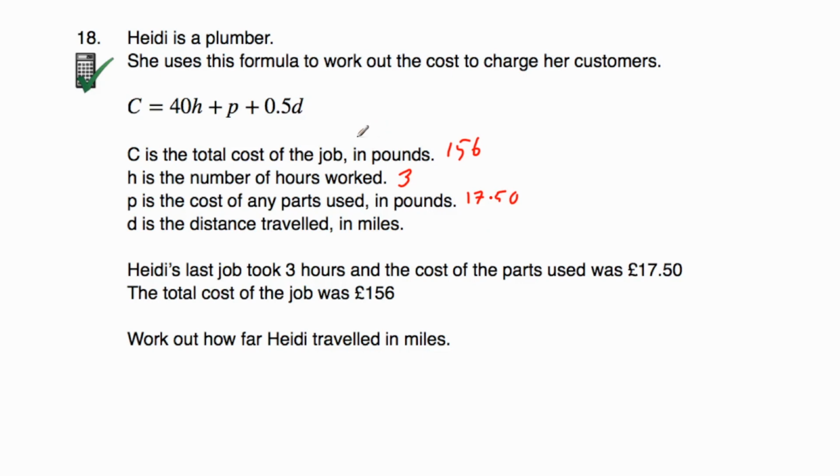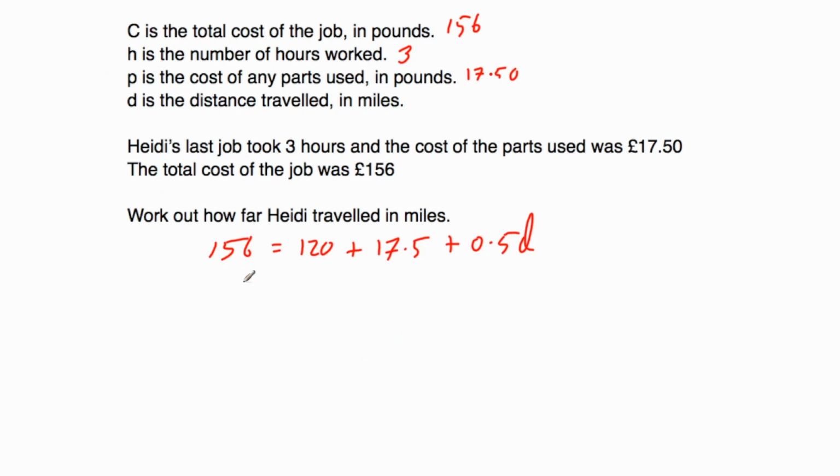So let's substitute in the values we know. C is the total cost of the job, which is 156, and that's equal to 40 times H. Well, H is equal to 3, so 40 times 3 is equal to 120, plus P, the cost of the parts, which is plus 17.5, plus 0.5 times the distance D. We don't know this distance, and that's what we're trying to find out. So we have 156 is equal to 120 plus 17.5 plus 0.5D.